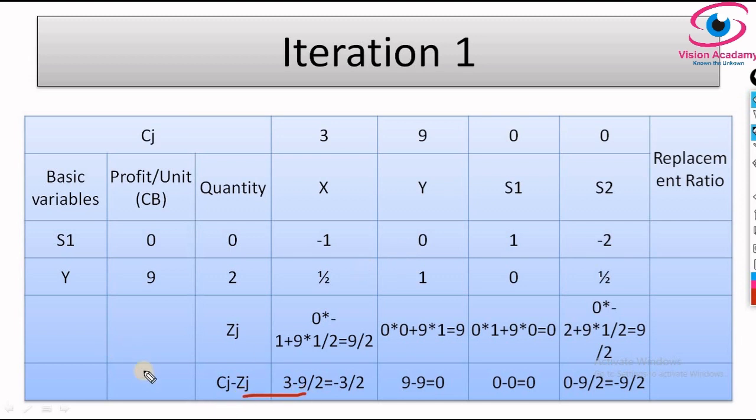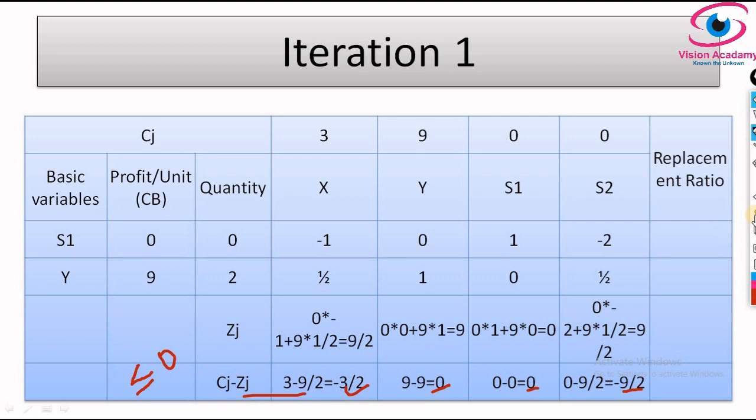Now we have to check the optimality condition. You know that the condition is all Cj minus Zj values must be less than or equal to 0. Here a minus value, here 0, here 0, and here also a minus value. So all values are less than or equal to 0. So we have arrived at optimality condition.